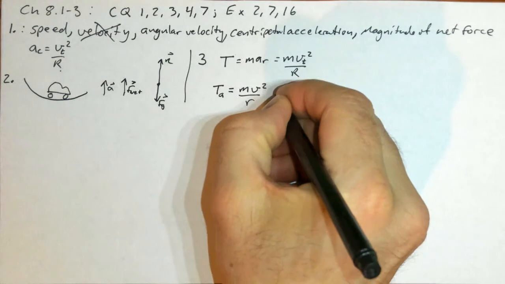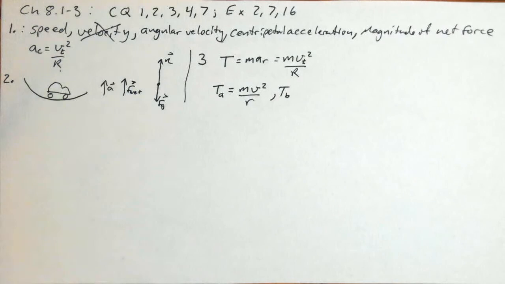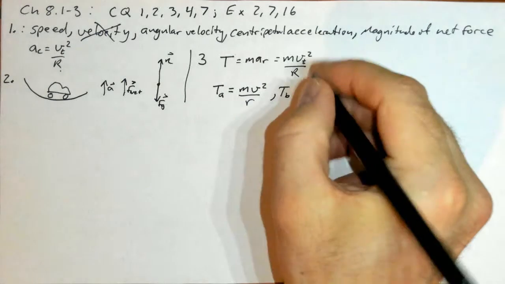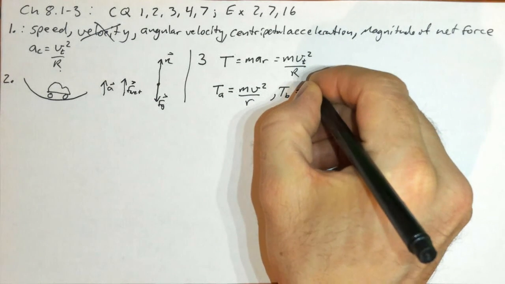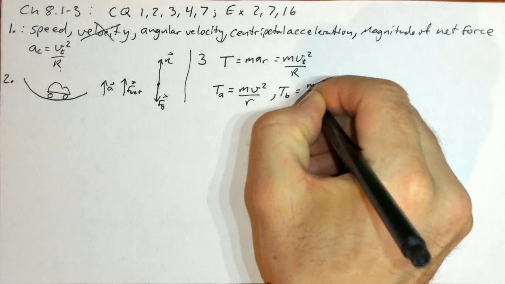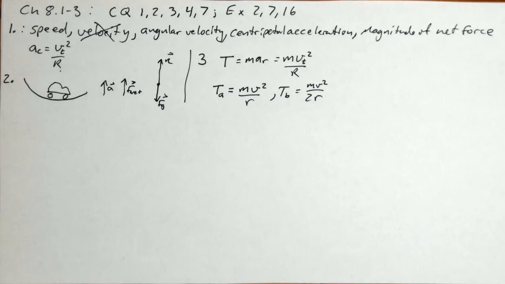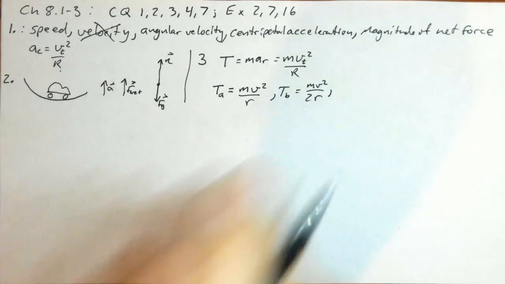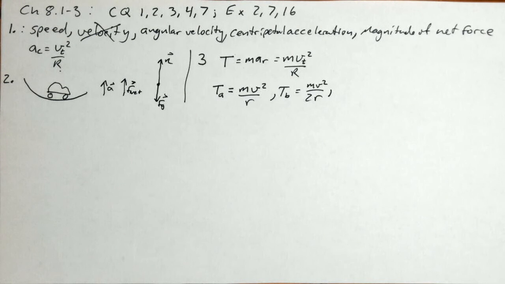Well, what's TB? TB is the same mass, same velocity, but twice r. So it's half as big. The tension in case B is half as much as A. Go ahead and continue with C and D. What do you get?